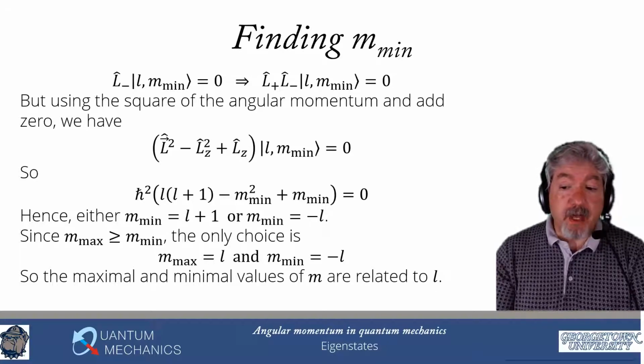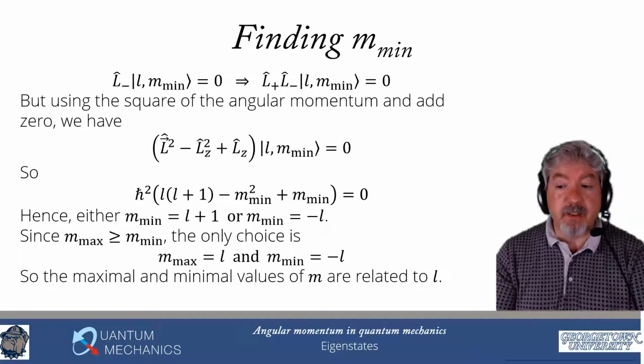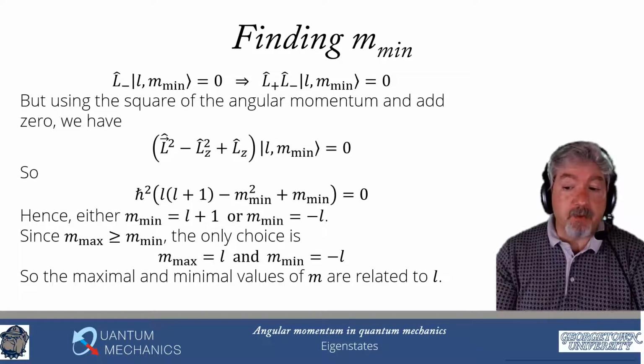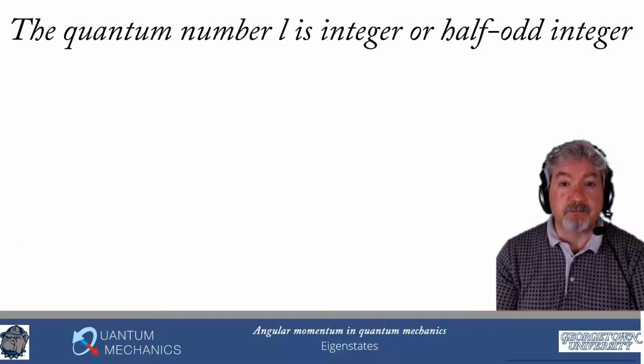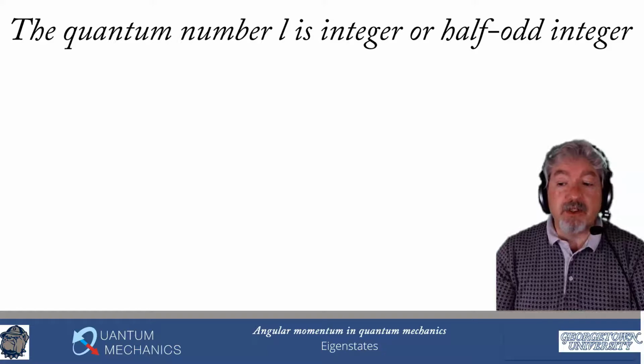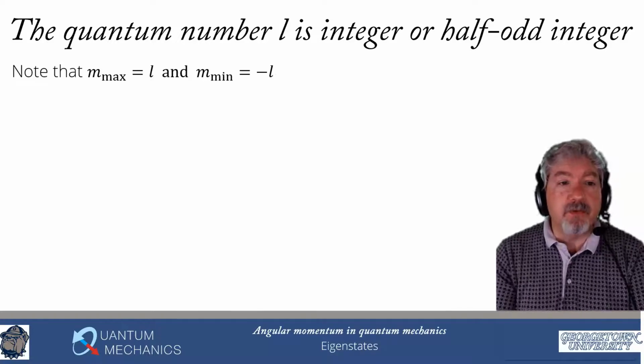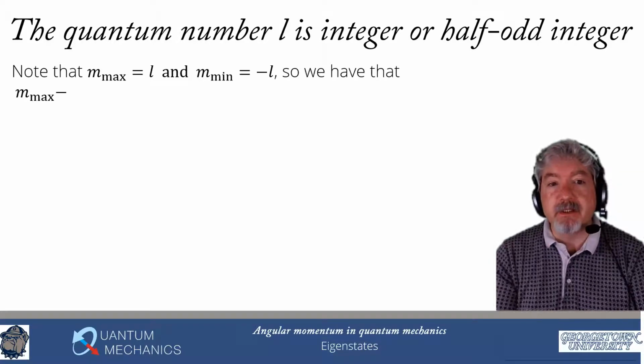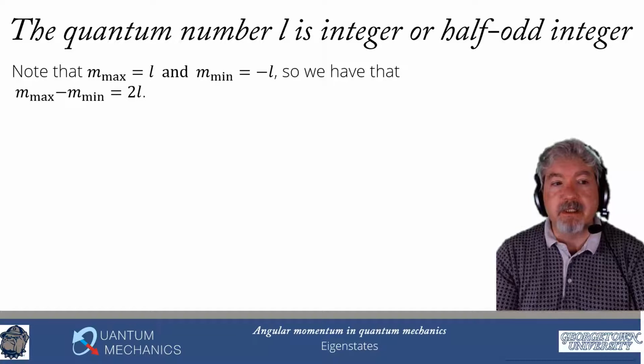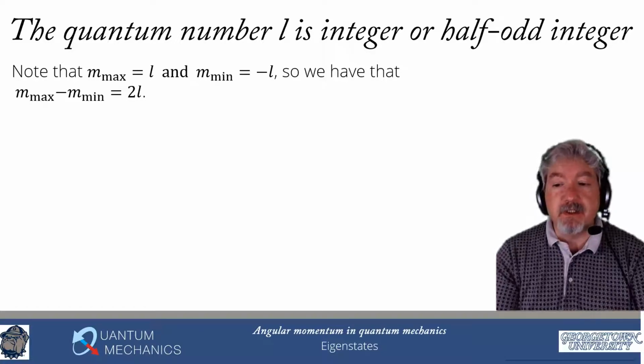And we've also verified that these maximal and minimal values are related to the eigenvalue with respect to L squared. This shouldn't come as a surprise, but it's pretty neat that we can just work this out and get this exact result. All right, now I'm going to show you that the quantum number L is either an integer or a half-odd integer. To do that, we note that we've already established that m_max is equal to L and m_min is equal to minus L. So the difference between those is equal to 2L.